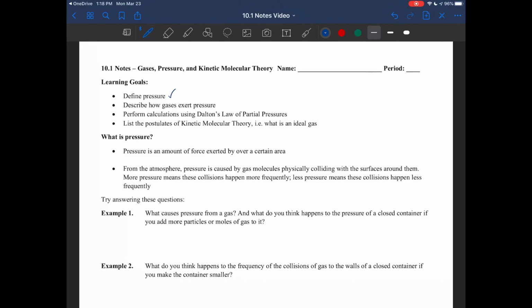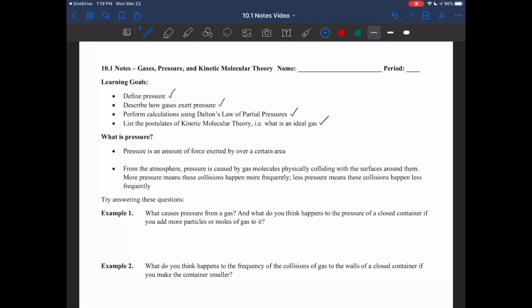We want to describe how gases actually exert pressure. We want to perform calculations using this guy named Dalton's law of partial pressures. And then we want to describe kinetic molecular theory, which is basically what an ideal gas is. So it might all seem like gibberish right now, but hopefully it all makes sense by the end of this video. So first of all, what is pressure?